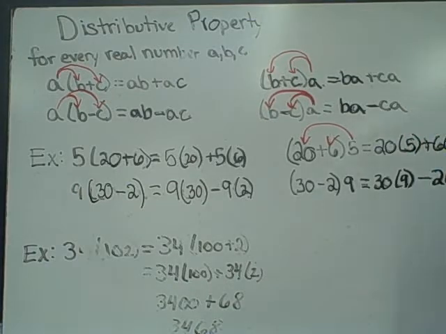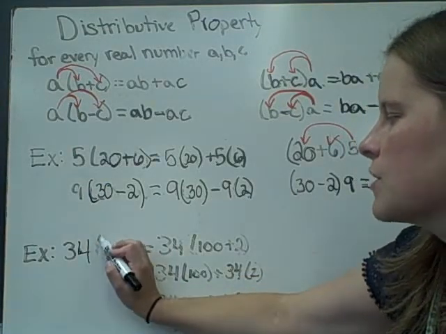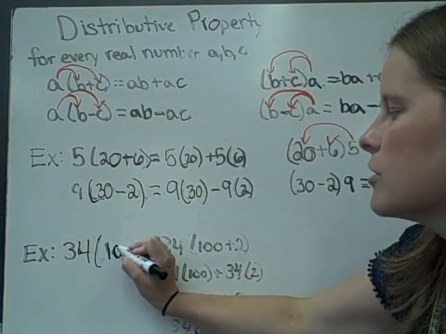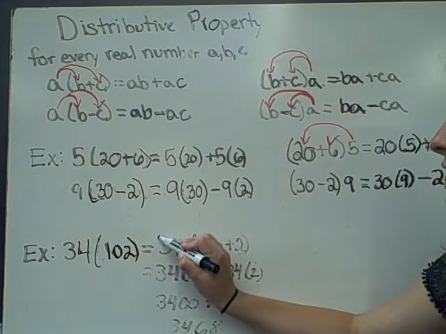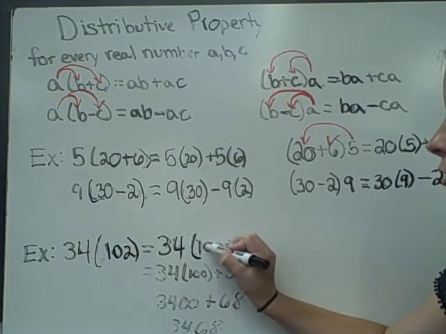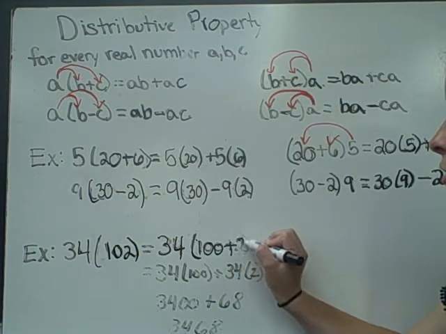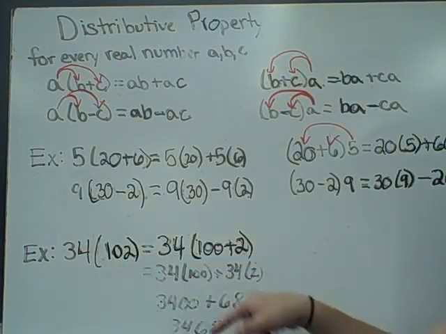Okay? It helps us be able to break things up a little bit if we think about the distributive property. We could have something like 34 times 102. And that's, I mean, we could work that out if we wrote it out. However, let's think about this logically. If we said, instead, 34 times 100 plus 2. I haven't done anything different. All I did was to change my 102 to 100 plus 2.